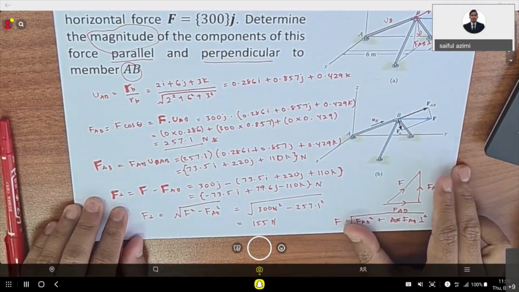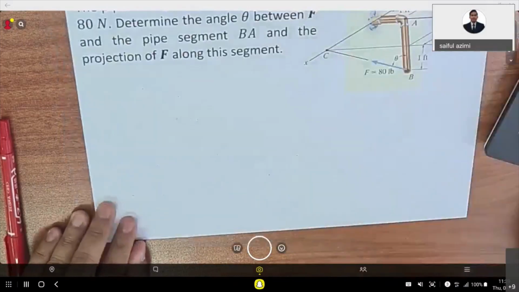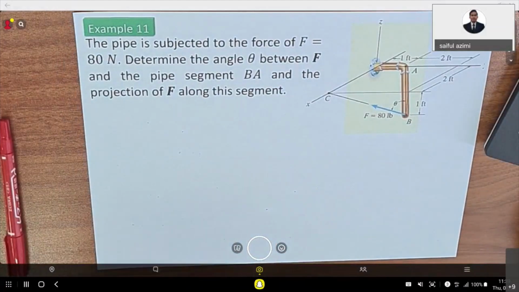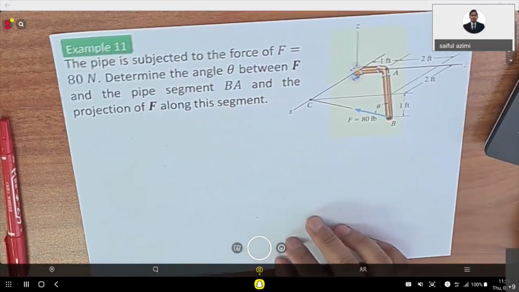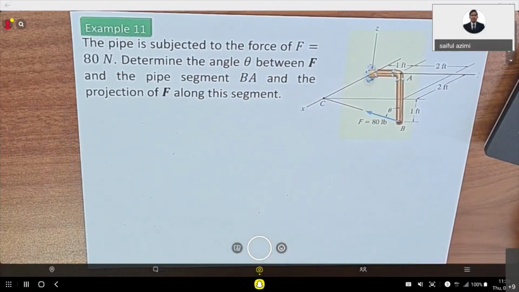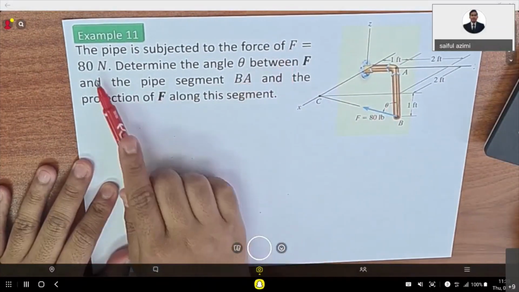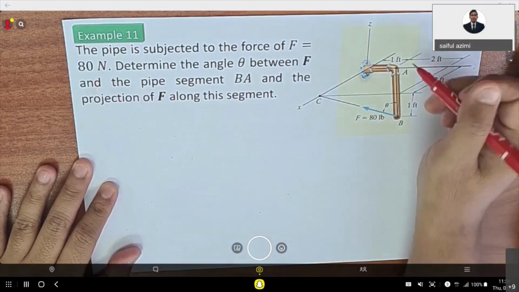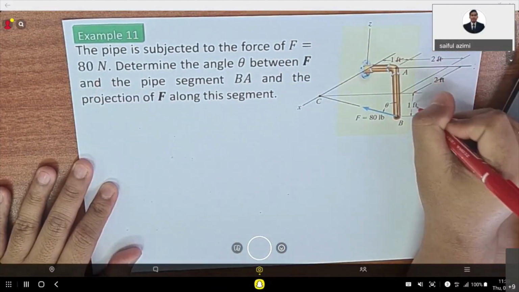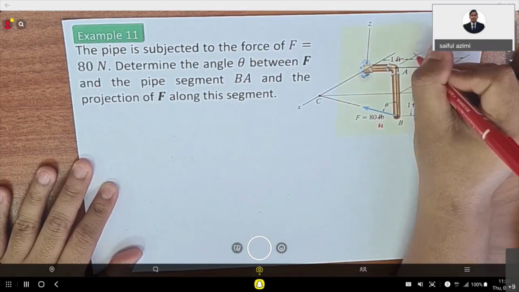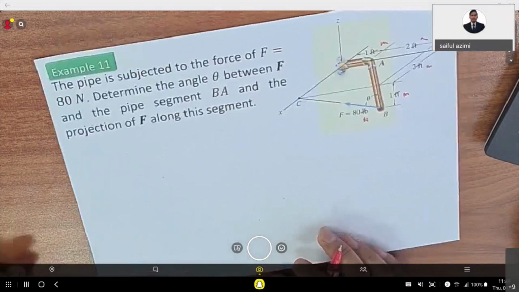Okay, next I will show you another example. Yeah, this example is quite hard, but yeah, I think it is manageable. Okay, right. For the second example, the question says the pipe is subjected to the force of F. So this is the pipe, and then you have the force F equals to 80 Newton. All of the units here are in meter and in Newton.